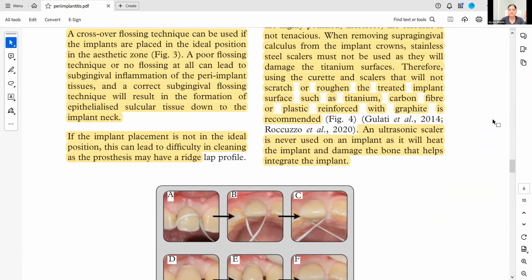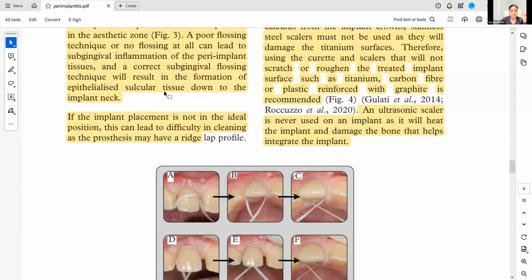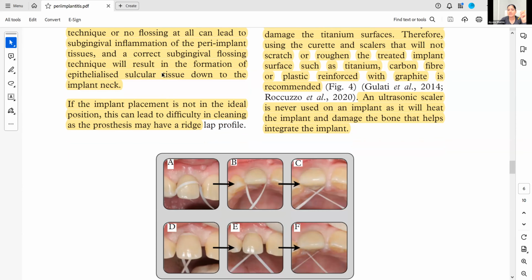A crossover flossing technique can be used, especially when a single implant is seen in the aesthetic zone, using your regular floss. A poor flossing technique or no flossing at all can lead to subgingival inflammation of the peri-implant tissue. So flossing is of extreme importance in implant maintenance. A correct subgingival flossing technique can result in the formation of epithelialized sulcular tissue down to the implant neck, which will maintain the mucosal seal.